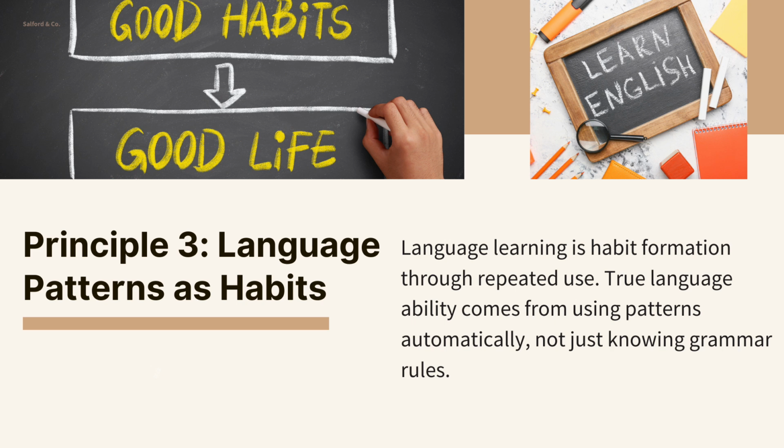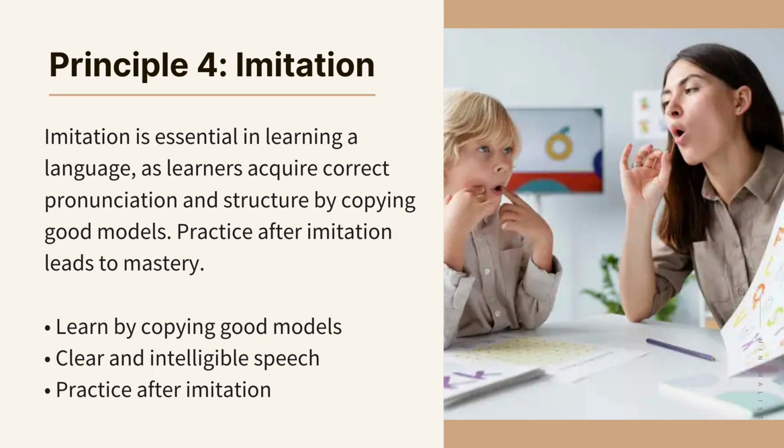Real language ability develops through repeated practice and use, not just through knowledge of grammar rules. Learners must practice until patterns become automatic. The fourth principle highlights imitation. Learners acquire correct pronunciation and structure by imitating good language models. Imitation followed by intensive practice leads to mastery of the language system.